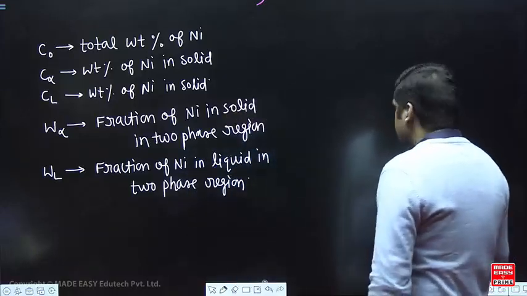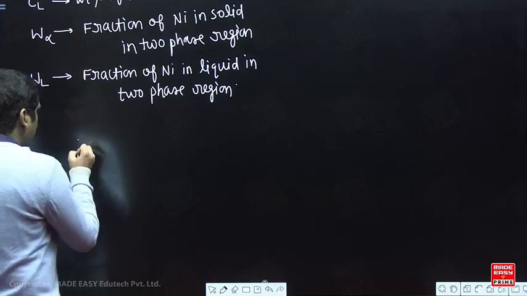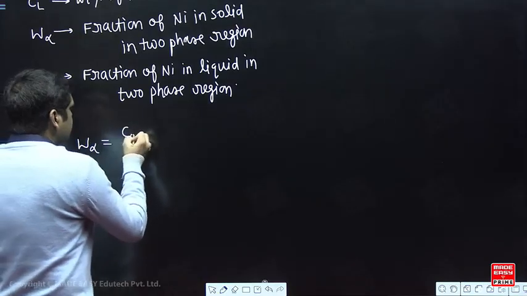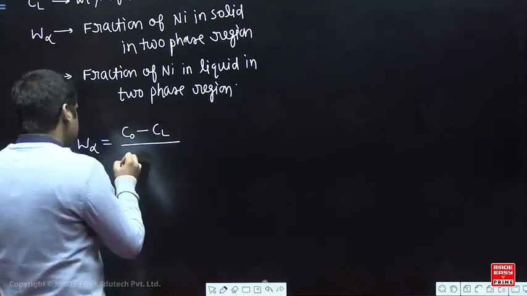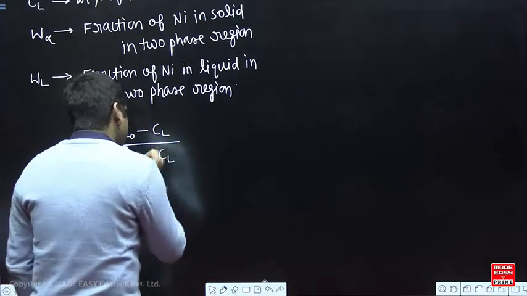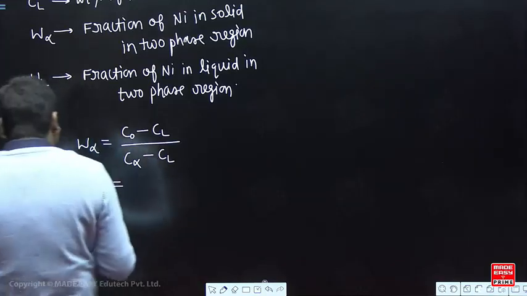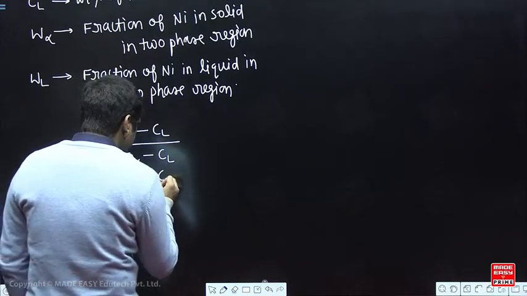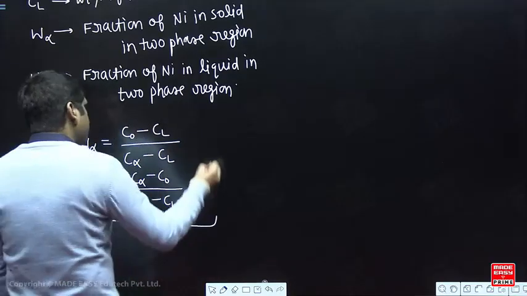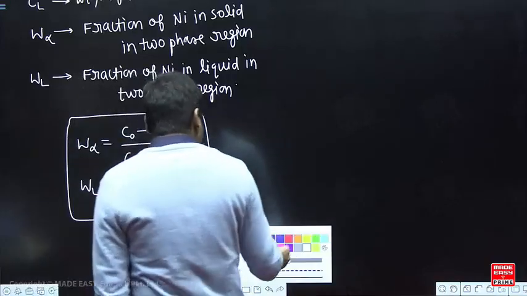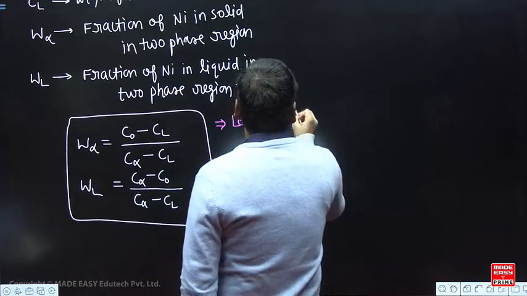So let's see what W alpha is. W alpha is given as C naught minus Cl upon C alpha minus Cl, and WL is given as C alpha minus C naught upon C alpha minus Cl. These two expressions are known as the lever rule.